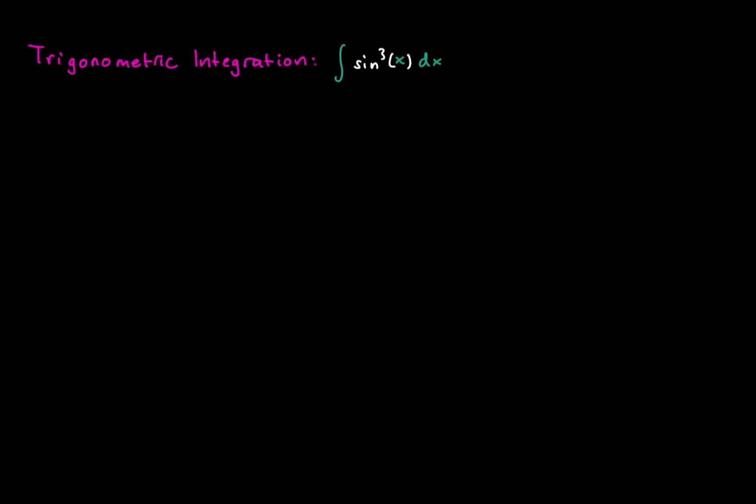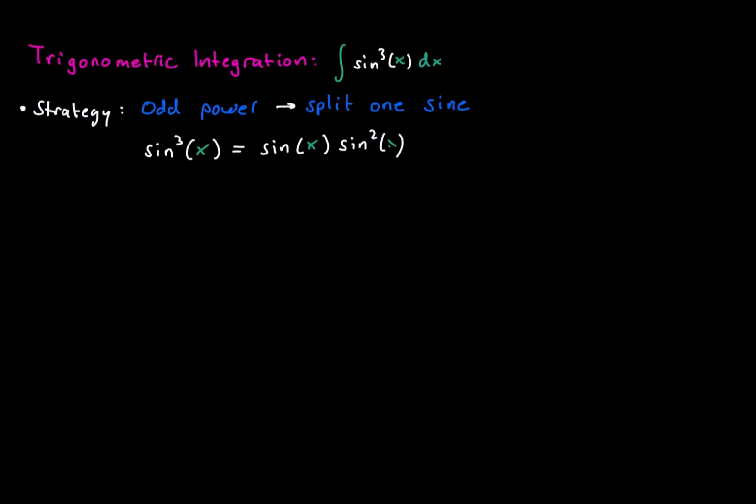Let's solve the integral of sin³ of x. Since we have an odd power, we split off one sine. We write sin³ as sine times sine squared. Now we use the identity sine squared equals 1 minus cosine squared. This allows us to rewrite everything in terms of cosine.